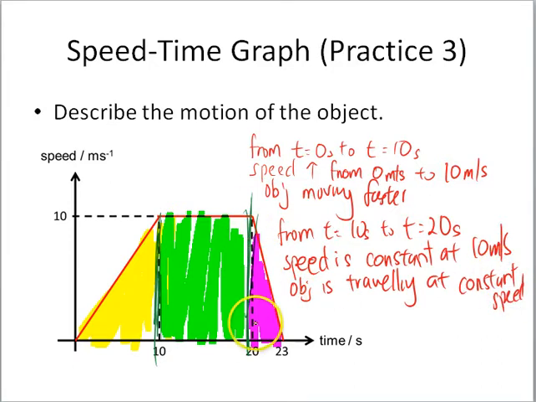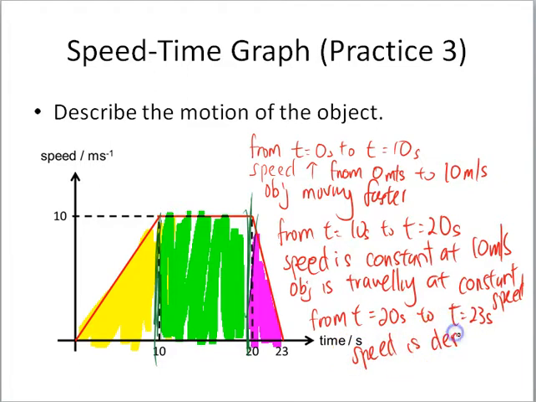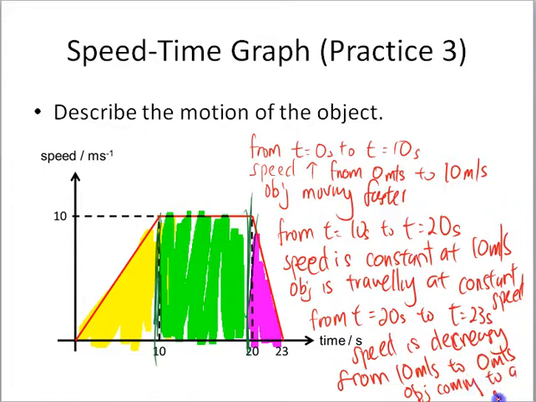And the last region is over here, from t equals 20 seconds to t equals 23 seconds. The speed is decreasing from 10 meters per second to 0 meters per second. So what's happening to the object? The object is coming to a stop. Okay, so this is the whole thing over here. This is the end for your speed time practice.